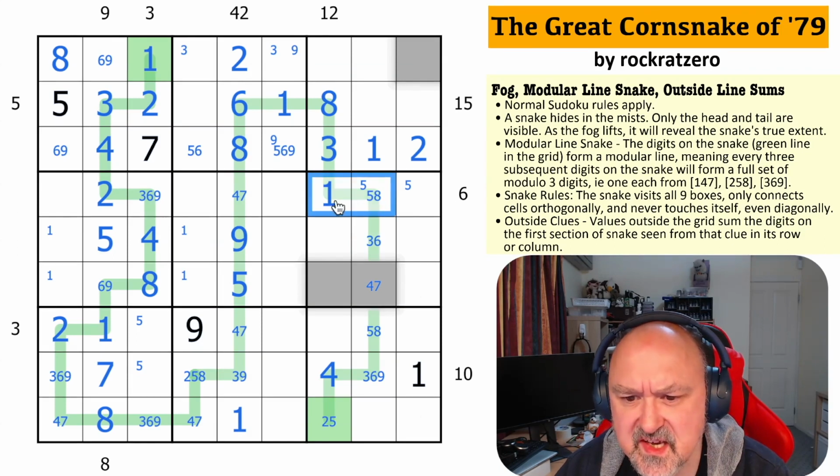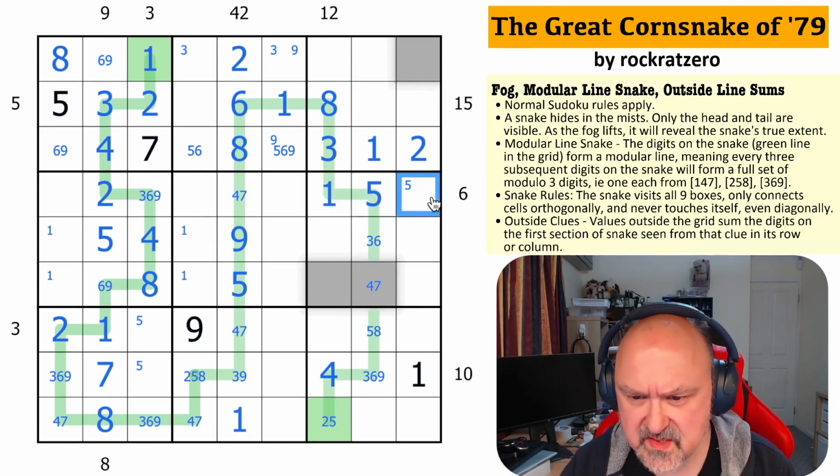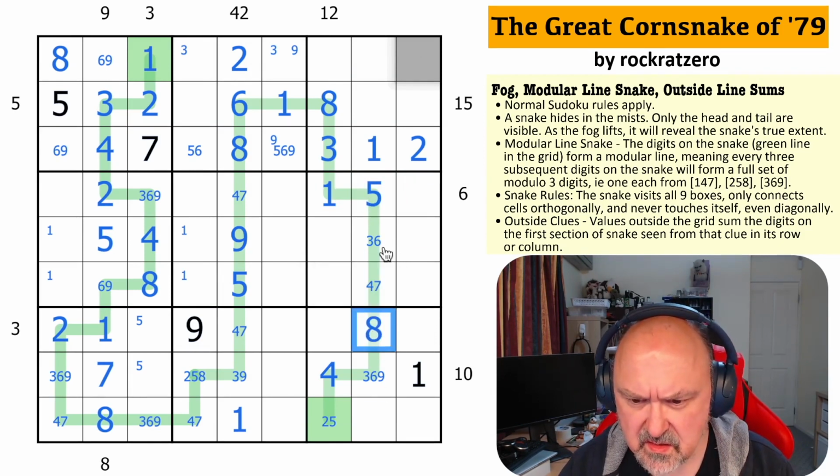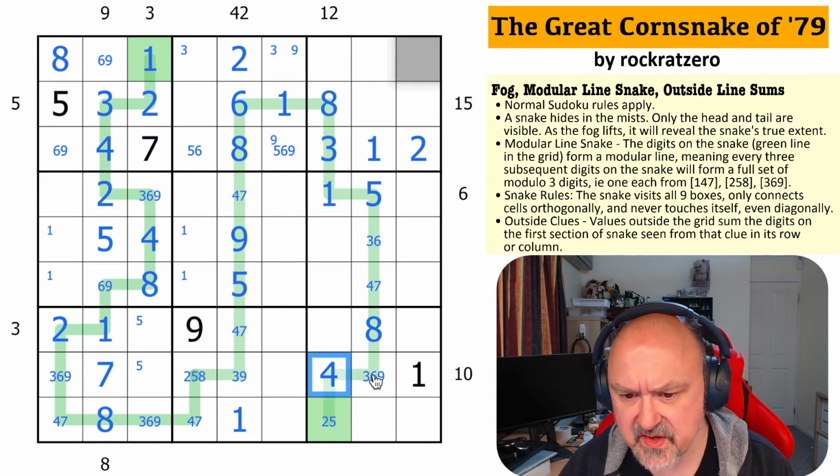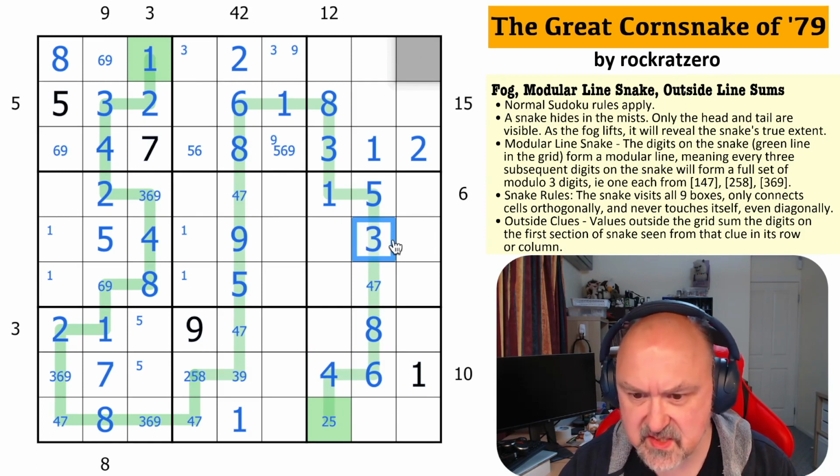Oh, this is a 6, so this is a 5, and this is not a 5. Actually, I should check all those totals. So this is an 8. Okay, totals. So this is a 10 line, so it's 4 and 6, which makes this 3.